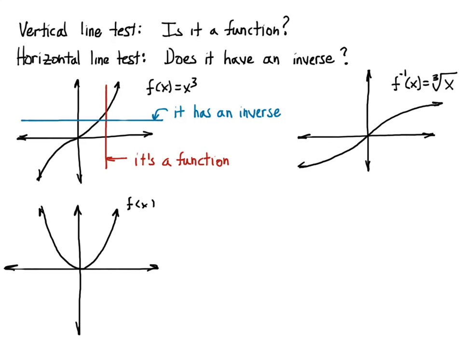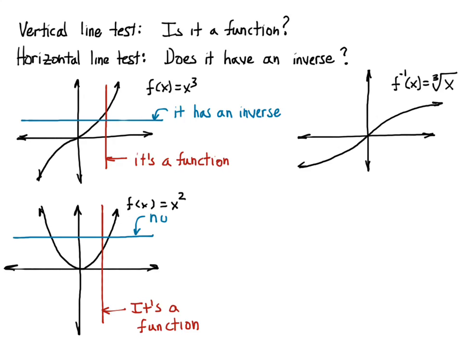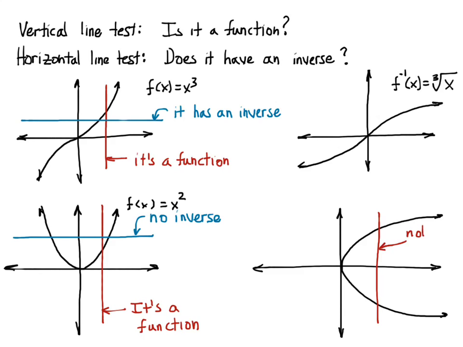Okay, so if I look at x squared, it passes the vertical line test. It's a function. But since the horizontal line will go through that function in 2 places, it doesn't have an inverse. And then, in fact, if I graph what would be the inverse, we know it's not a function because it fails the vertical line test. Instead, what we have are actually 2 functions. We have the square root of x superimposed on the negative square root of x.